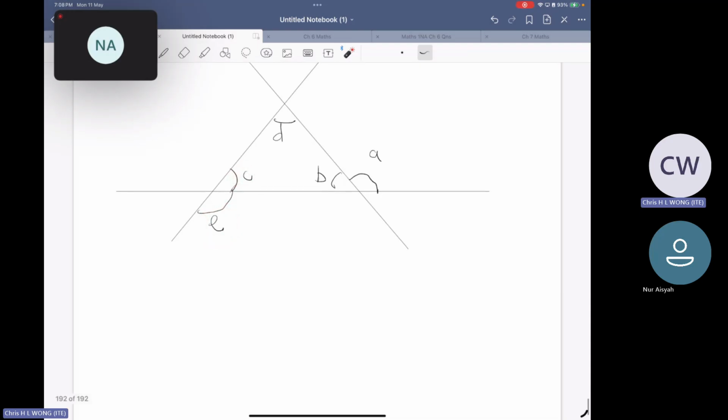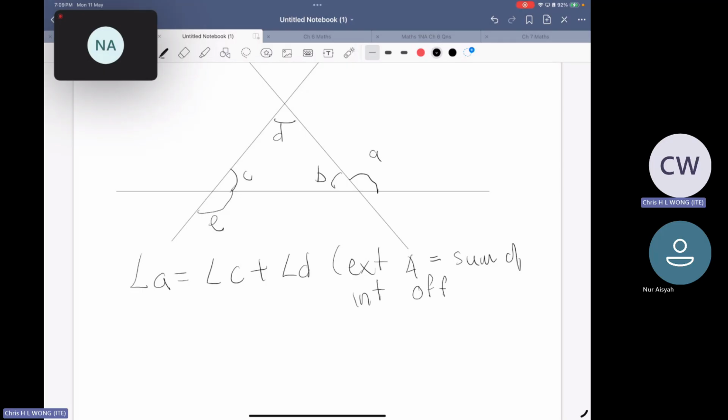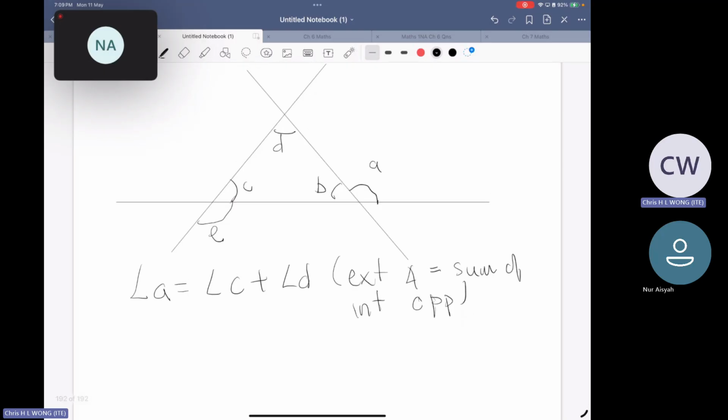Okay. So angle A is equal to angle C plus angle D, right? Right? What's the reason? Exterior angle equal to the sum of interior opposite, OPP. Sum of the interior opposite, okay? This is the interior. Sum of the interior opposite. These two opposite, right? So C plus D give you A. Yeah.